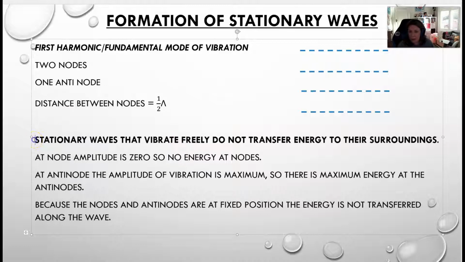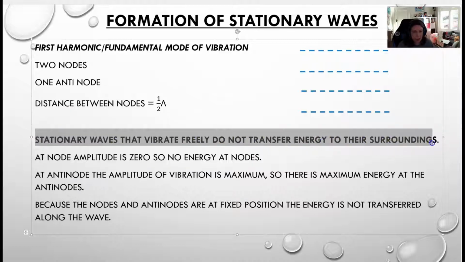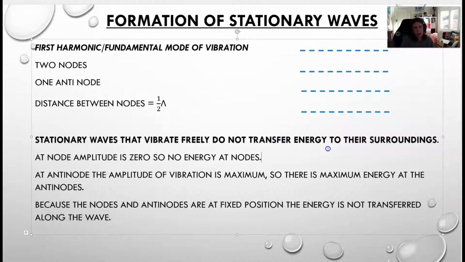Now this is really important. This is the definition of a stationary wave, which is a wave, basically what we've just talked about, trapped on a string. So stationary waves that vibrate freely do not transfer energy to their surroundings. They can't move energy from one place to another, okay? Like light waves from the sun transfer energy from the sun to the earth. These waves do not do that, okay? So stationary waves vibrate freely, do not transfer energy to their surroundings. So you need to write that as the definition if you're asked what stationary waves are. And it's really important to learn the definitions specifically as they are for exam questions.